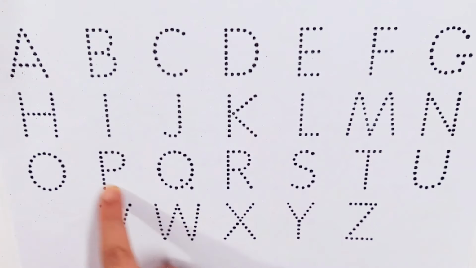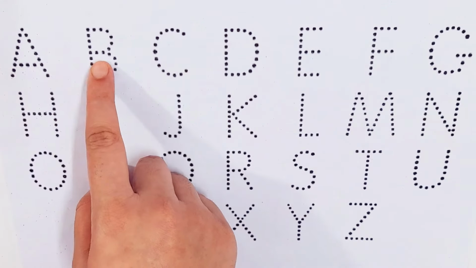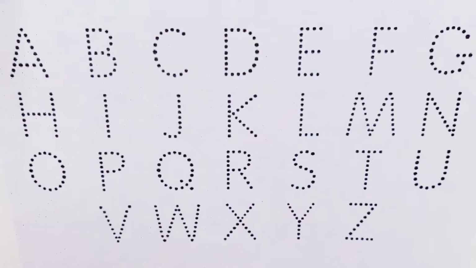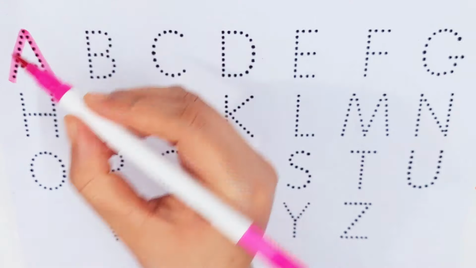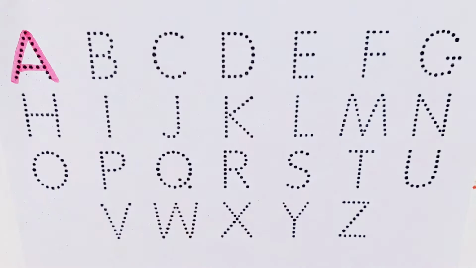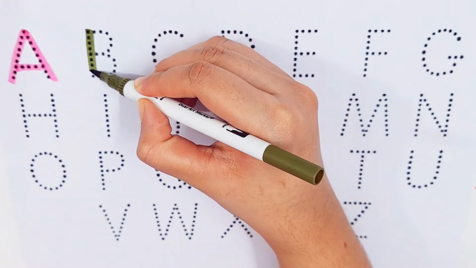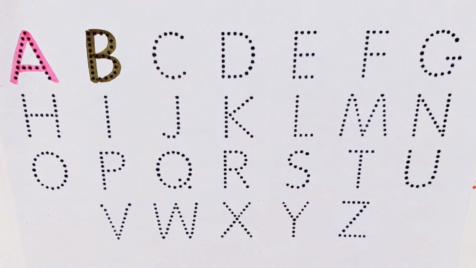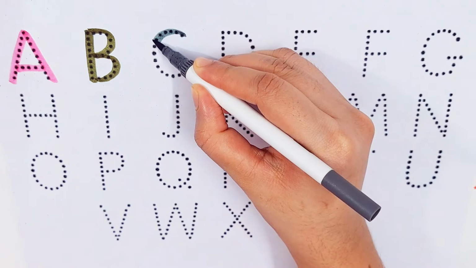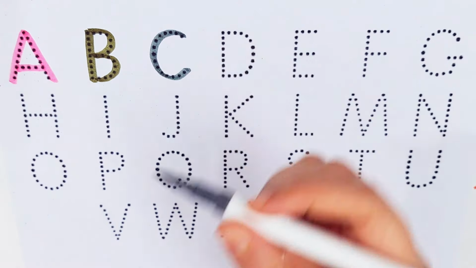Today we will learn some alphabets A, B, C, D. A. A for axe. B. B for bat. C. C for carrot.